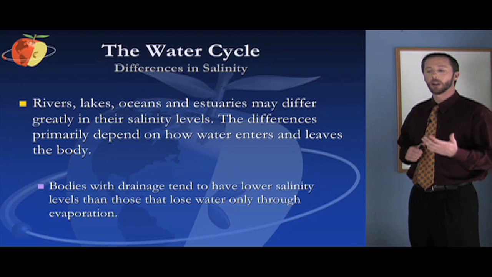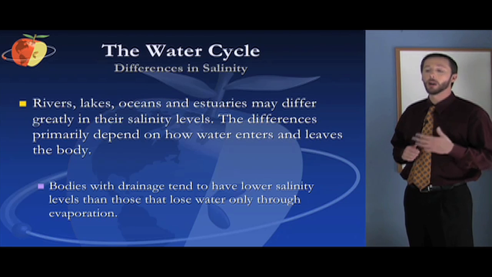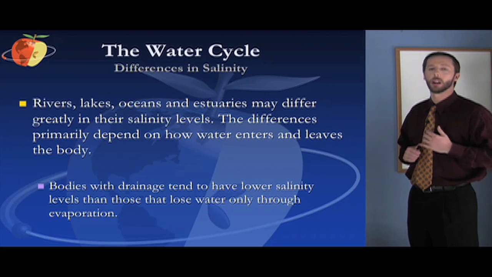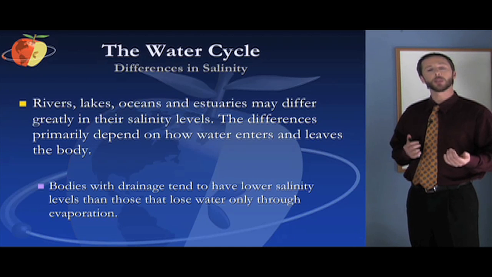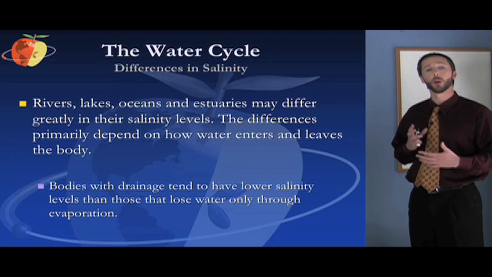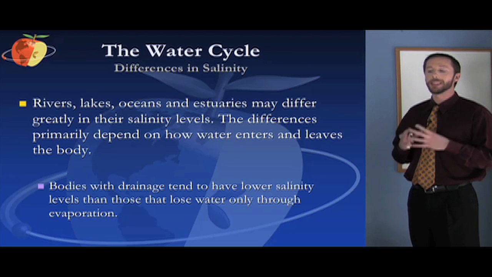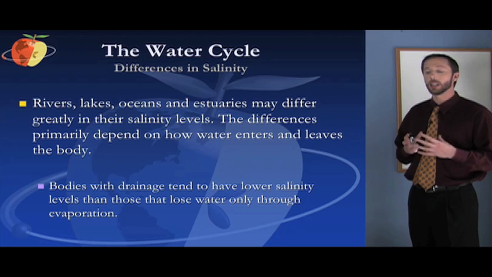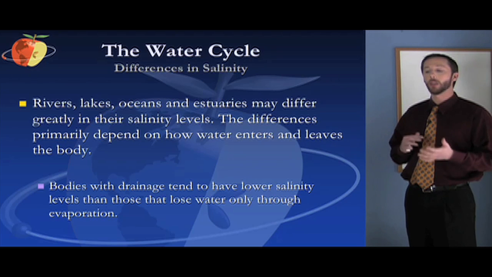Rivers, lakes, oceans and estuaries may differ greatly in their salinity levels. Rivers, lakes, oceans, you know what these are. But an estuary, in case you're not familiar with that term, is a place where a freshwater river or stream goes into a saltwater body like the ocean. So you get water there that is partly fresh, partly salt, what we call a brackish environment. So that's an estuary.